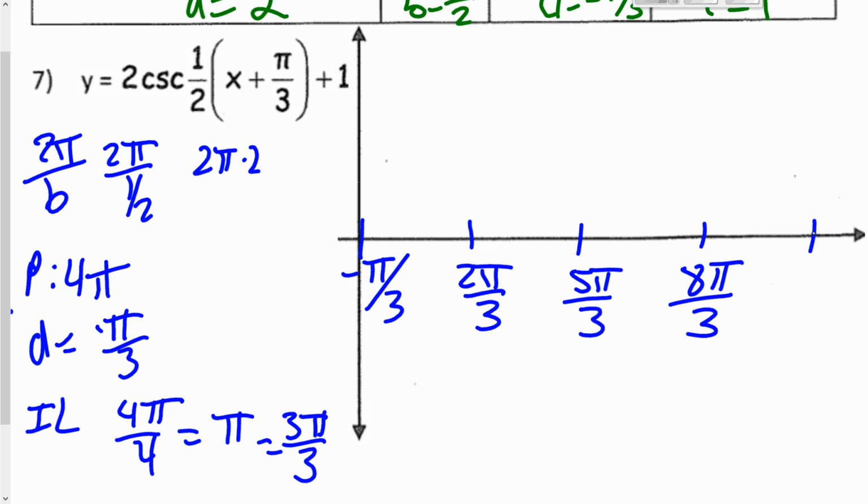So that's 4, and I need one more. You have to have 5 of them for one period length, right? So that's 11 pi thirds.